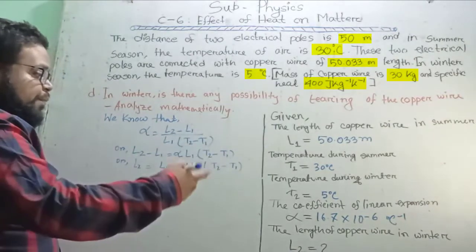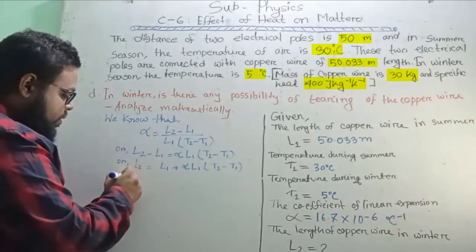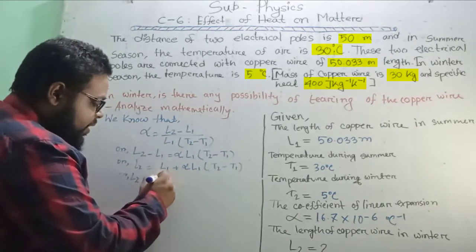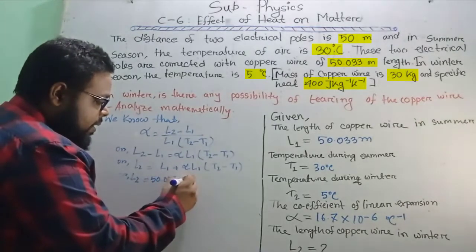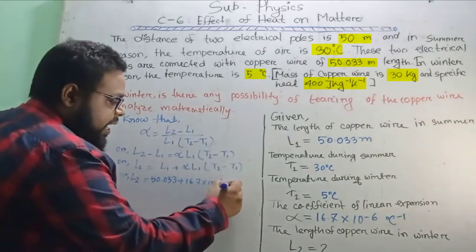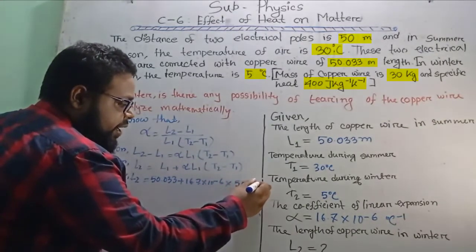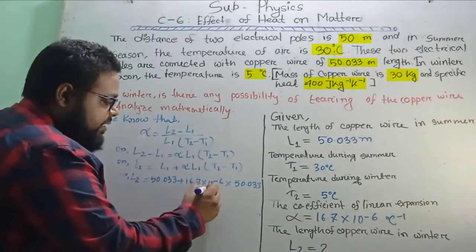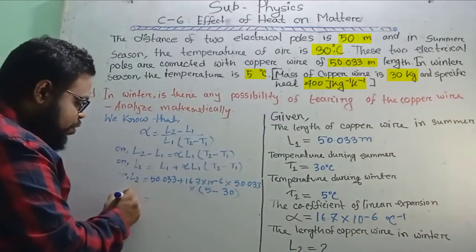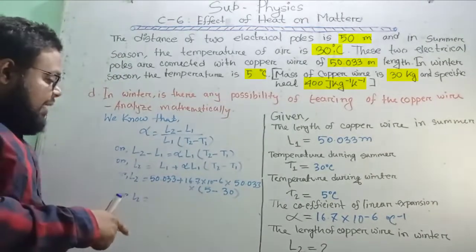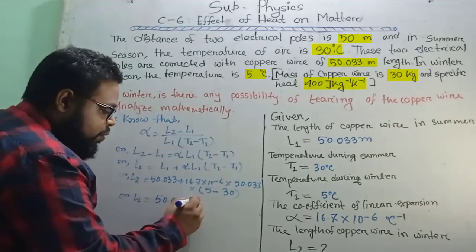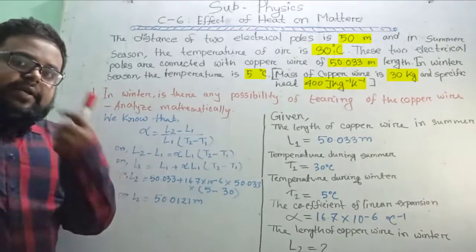If you put all of these values in this equation, then we will get the value of L2. So L2 equals 50.033 plus alpha, which is 16.7 into 10 to the power minus 6, into L1, which is 50.033, into T2, which is 5, minus T1, which is 30. If you put these values in your calculator, then you will get the value of L2 equals 50.0121 meter.